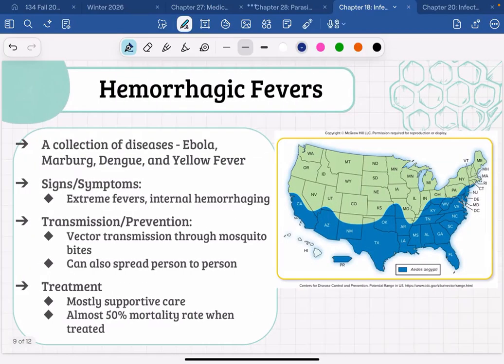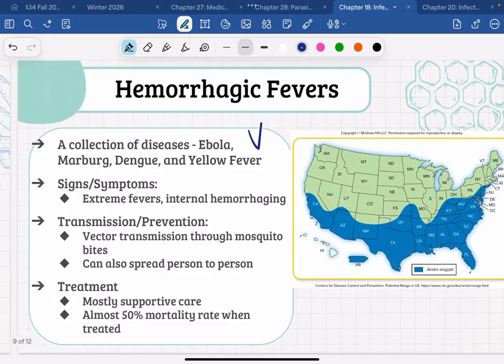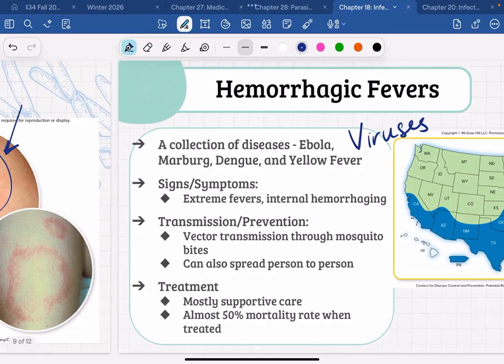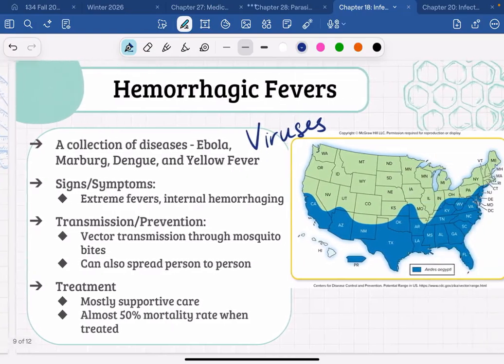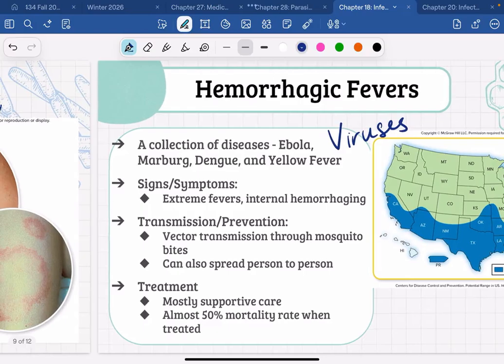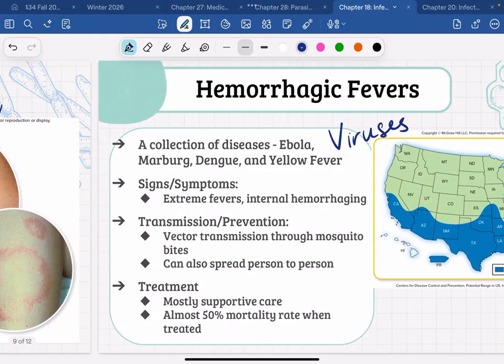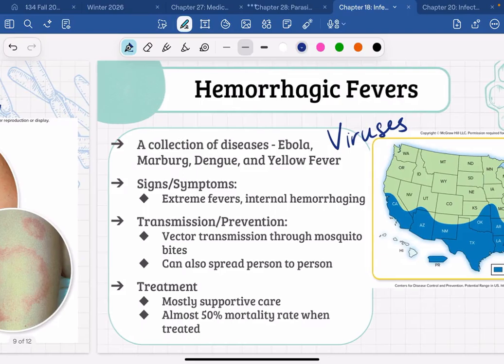All right, next we have hemorrhagic fevers. This is another group of organisms. All of these hemorrhagic fevers are caused by viruses. They're caused by different viruses. You don't have to remember the different names, but hemorrhagic fevers are a collection of diseases. Some of the diseases in that category are Ebola, Marburg, dengue, and yellow fever.